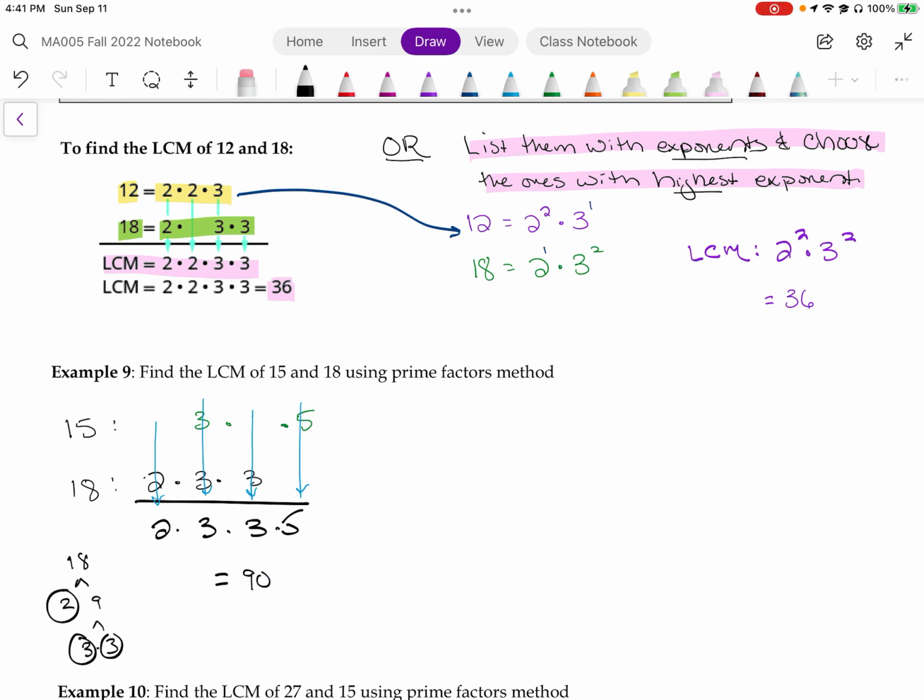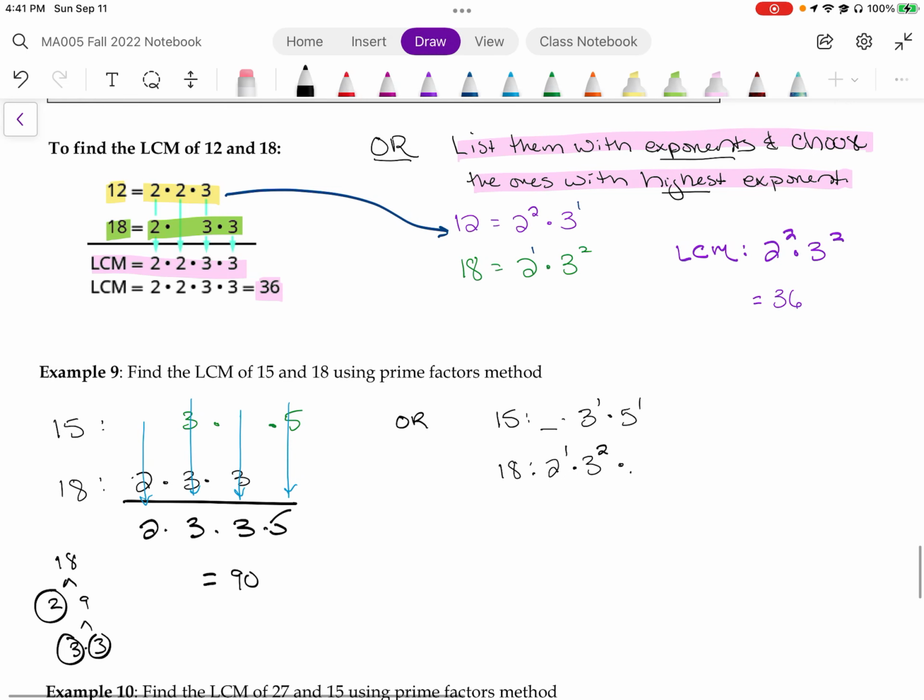If you want to use a listing method to double check and make sure you're doing this right the first few times, I would. But the other way is to think, all right, 15 is going to be 3 to the 1 times 5 to the 1. And I'm going to leave a blank for the 2. Okay, so 18 is 2 to the 1 times 3 to the 2, and then no 5. So there's a blank there.